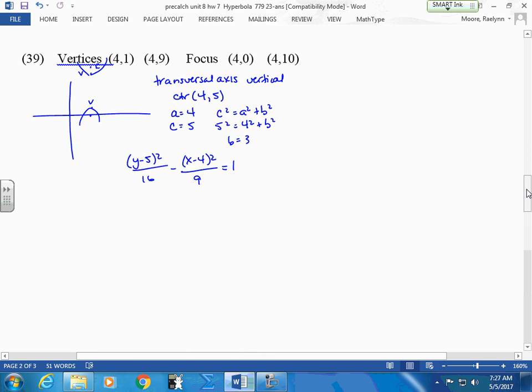Okay. Vertices again. You're off the y, so your y one comes first. This was nice, because again, it was just like the other one. You got your a, you got your c, and you can find your b. Just find your b squared. And these numbers kind of worked out nice. This should have been a nice one, right?